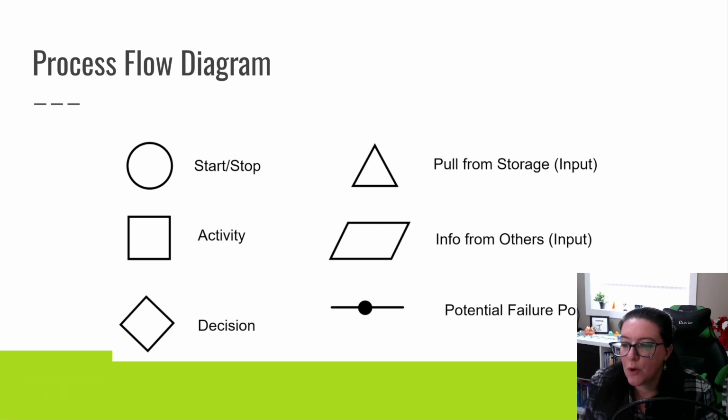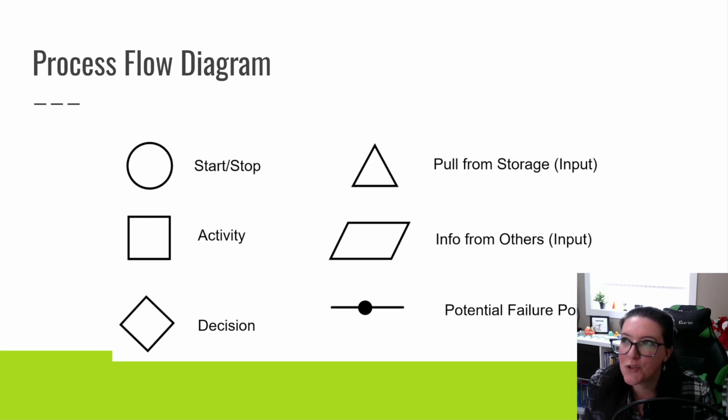A process flow diagram shows the steps in a process. And the key here is that we use different symbols to represent when we have an activity versus a decision. And we also represent when we're pulling items from storage. So maybe you need a tool that you have in the closet, or whether we need to collect information or input from someone else. So when we create a process flow diagram, our start and stopping positions are circles.